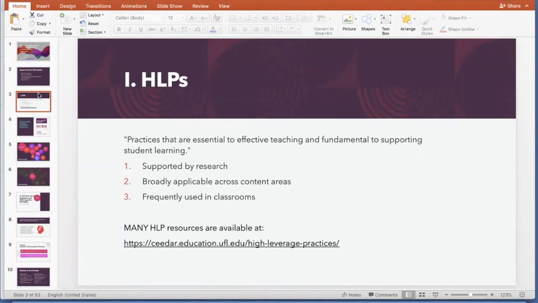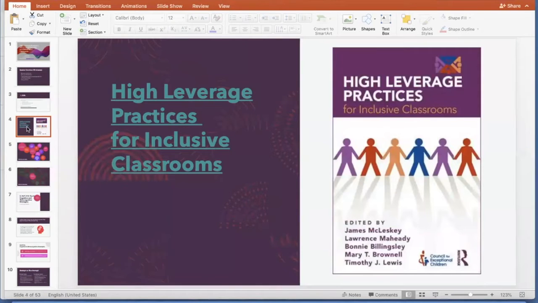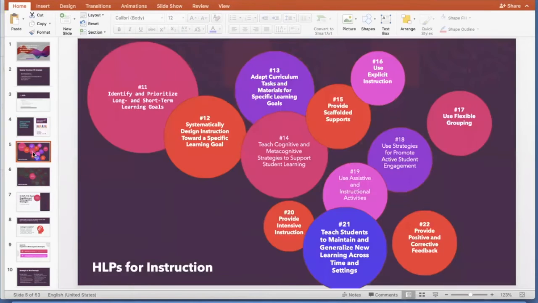There are many, many HLP resources available through the CTERM Center. I have a link on this page if you're interested in learning more about them. This book is also a great resource for learning more about HLPs. And this is the book that I use when I teach about HLPs, and the book I use to help plan this session today. So there's a link to where you can find this book also on this page in the presentation notes.